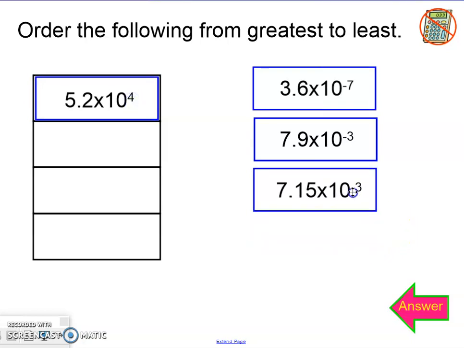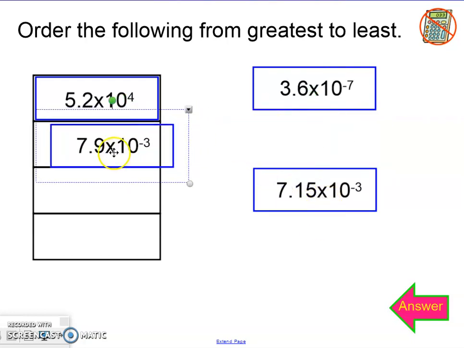Now I'm left with an exponent of -7 and 2 exponents of -3. I know that -3 is greater than -7 because it's closer to 0 on the number line. So I know that one of these choices should be next, 7.9 times 10 to the -3rd or 7.15 times 10 to the -3rd. Again, when the exponent is the same, use the coefficient in front to be your tiebreaker. So since I want to go greatest to least, I want the coefficient in front that is greater this time. So 7.9 is greater than 7.15, so I'm going to put that one next.